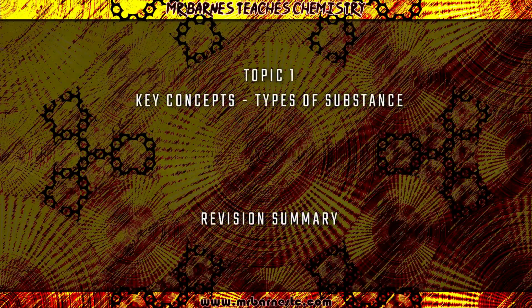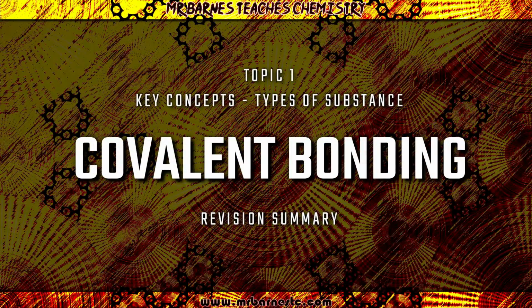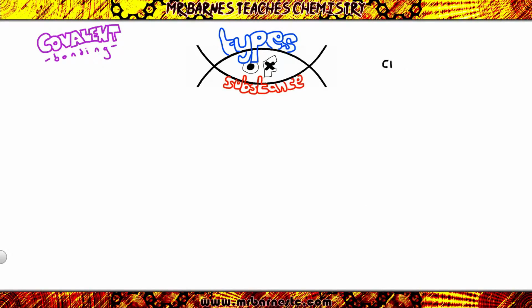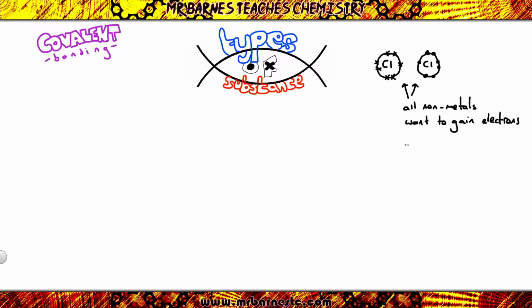The next section we're going to look at is covalent bonding. There are two types of covalent bonding, simple covalent and giant covalent. When you take two nonmetals, for example two chlorine atoms, we talked earlier that all nonmetals want to gain electrons. If they want to gain electrons, they can't form ionic bonds because there's nothing there to give them those electrons. So what they have to do is share them.